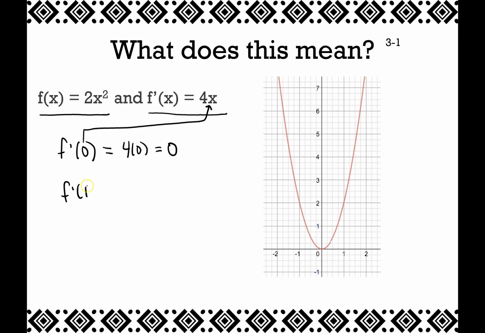So f prime of 1, we're going to go ahead and we're going to plug in 1 into our f prime of x function, our derivative, and we get 4. Okay, what does that mean? That means that our slope of our tangent line at x equals 1 is 4. And let's see if I can actually do that slope up, rise 1, 2, 3, 4 over 1. So we're saying that we've got a tangent line that has a slope of 4, and that's correct.